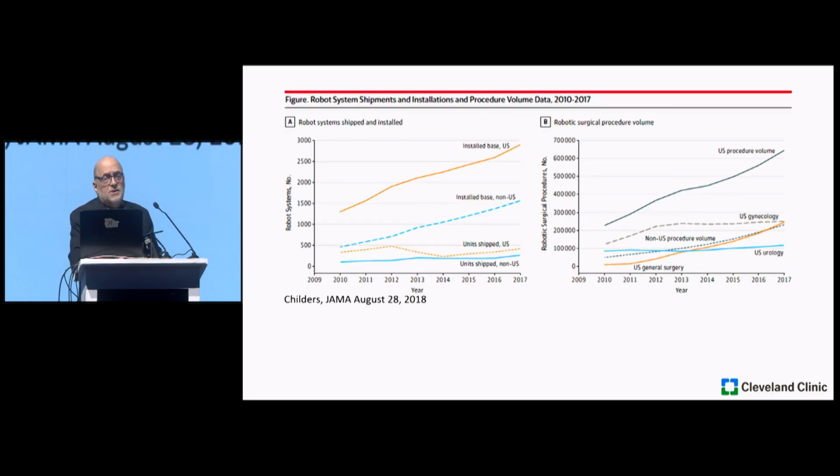Look what happened. The Da Vinci got approved, it got brought to market, and you could see what happened in the next 20 years after it was brought to market. This is just data from 2010. You could see the install base in the United States goes up to almost 3,000 robots. Even in the non-US, the rest of the world, 1,500 robots out in the rest of the world, and you could see the procedure volume going up significantly.